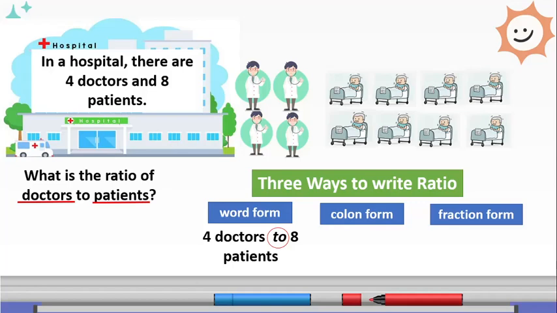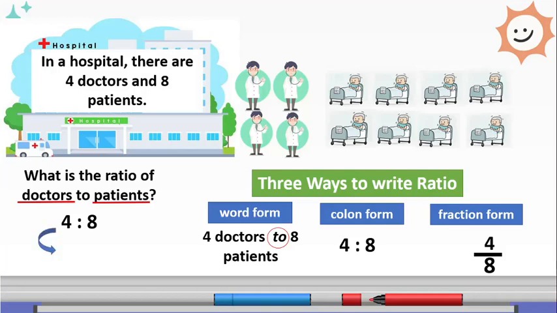In column form, we can write 4 colon 8. In fraction form, we can write 4 as the numerator and 8 as the denominator. But take note, children. Same to fraction, a ratio can also be expressed into lowest term by getting the GCF of the two terms. Get the GCF of 4 and 8. Their GCF is 4. Therefore, we will be dividing both numbers by 4.